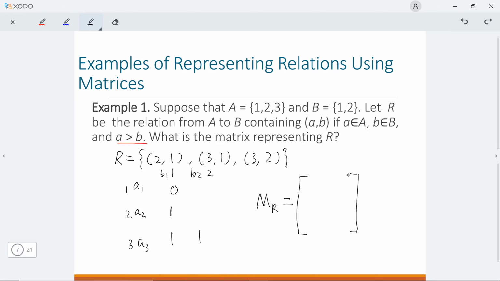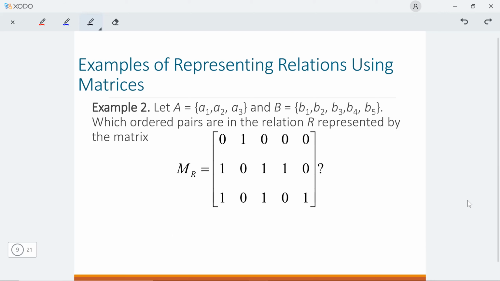Okay, and inside this will be 0, 0 for the first row, 1, 0 for the second row, and 1, 1 for the last row. Okay, so this is how we write our matrix to show this relation. So we use this example to explain how we can write or find all of the elements of a relation if we just have a description in English of the relation. And also we learn how we can use a matrix to write this down. Okay, so hope this one is clear for everyone.